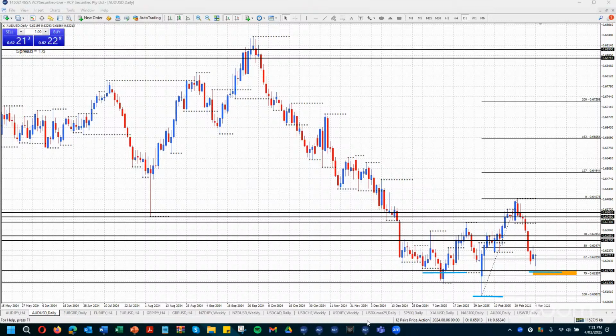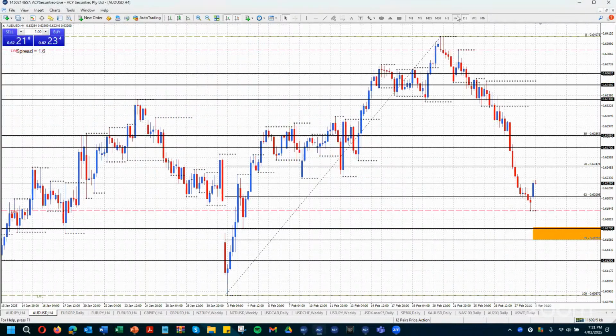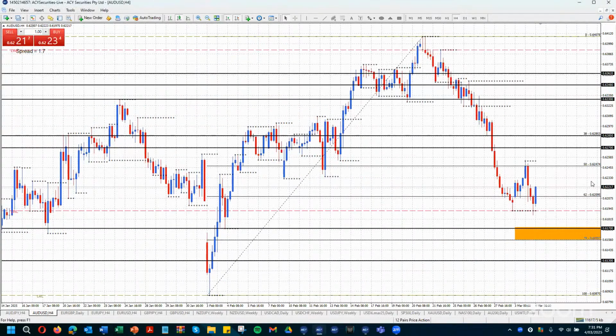So really, I'm already long at 62. But if I wasn't, 62 would be my play today. And we've just false broke last week's low, and maybe that's what we've done. We false broke last week's low and we're coming up.